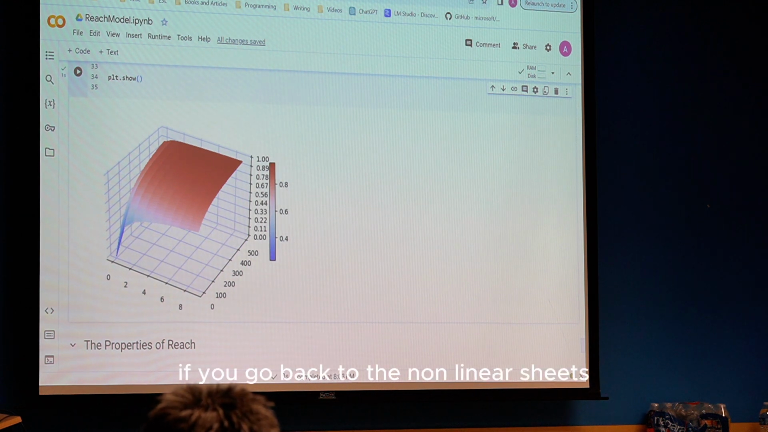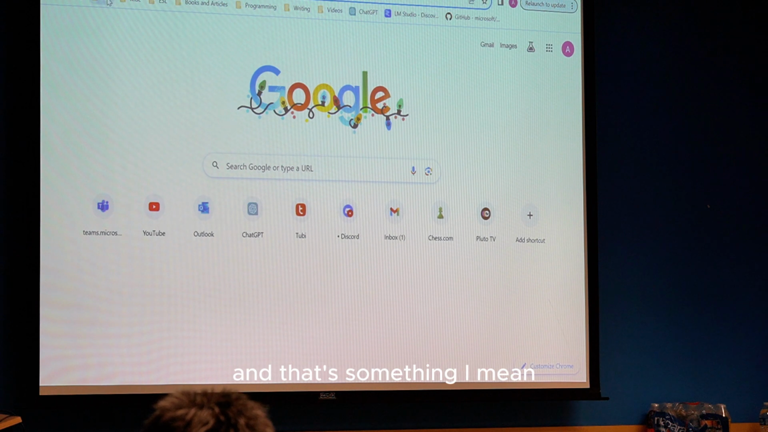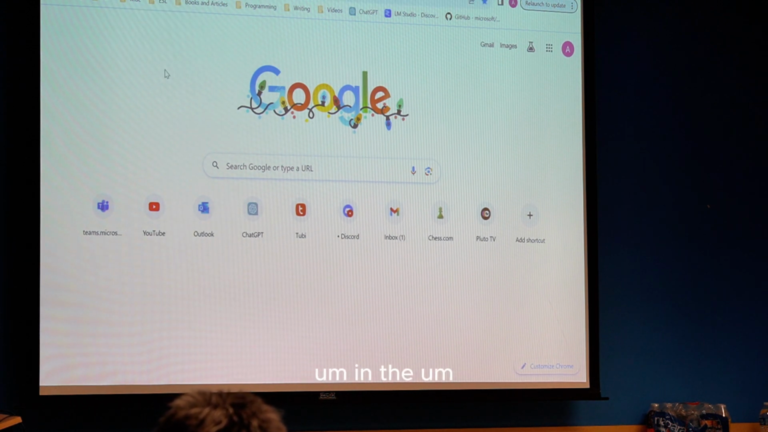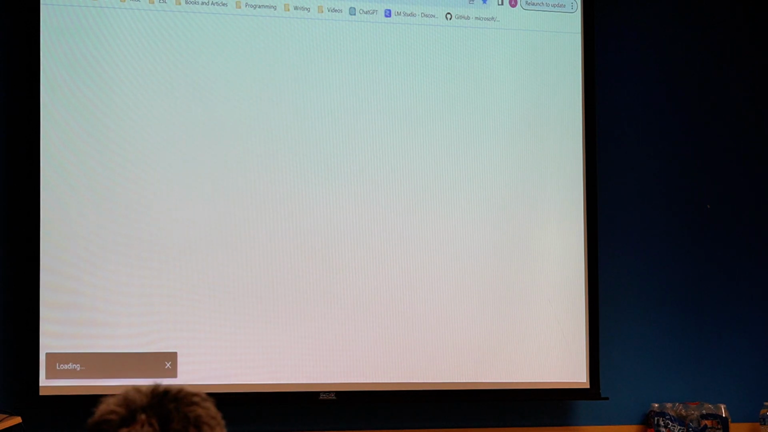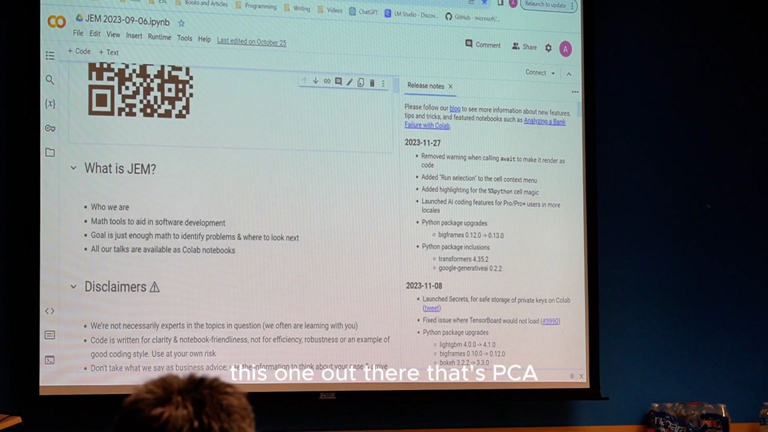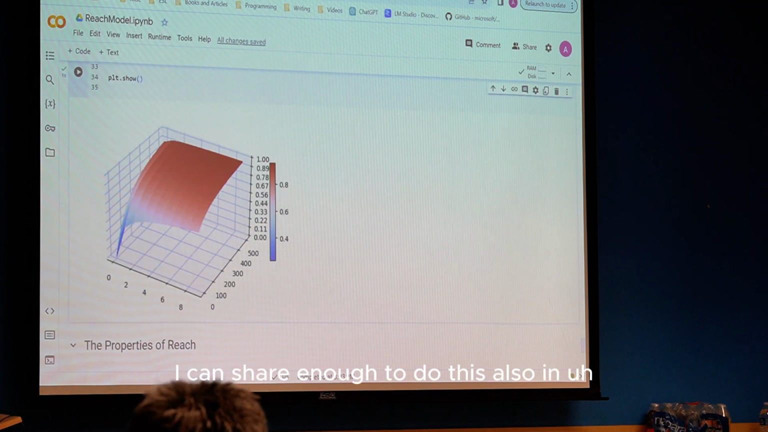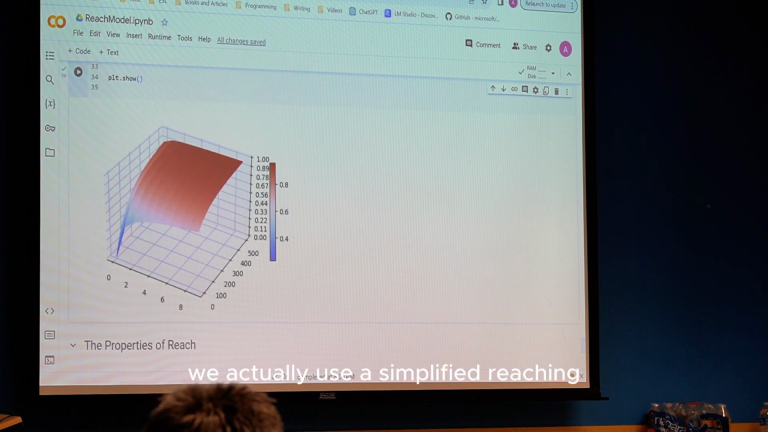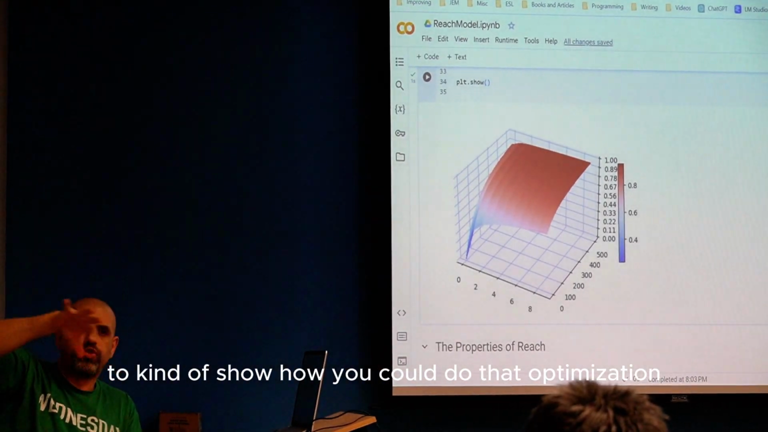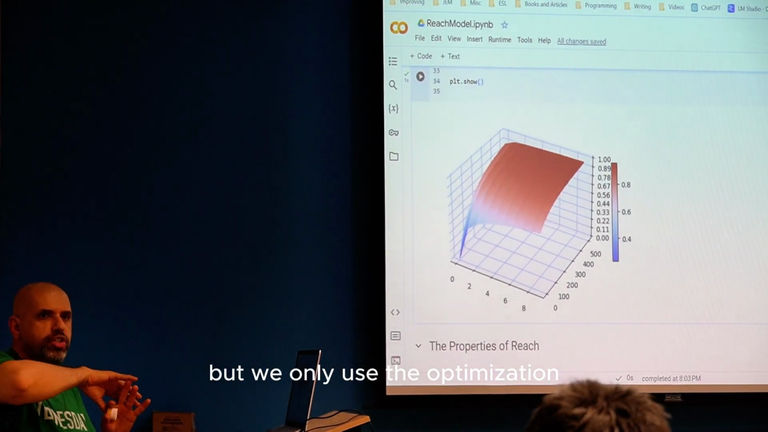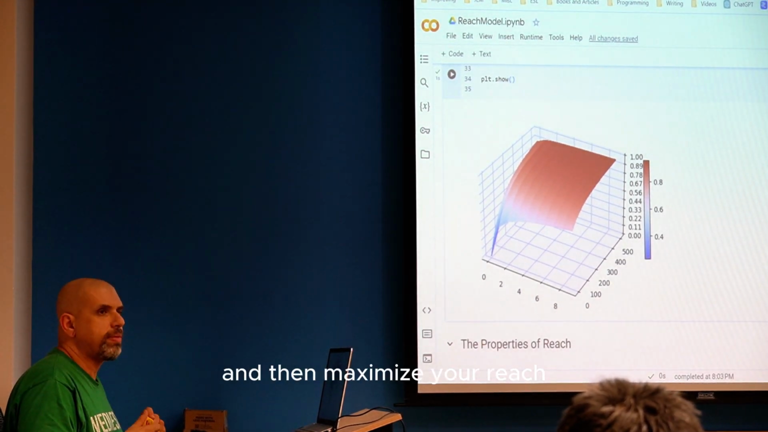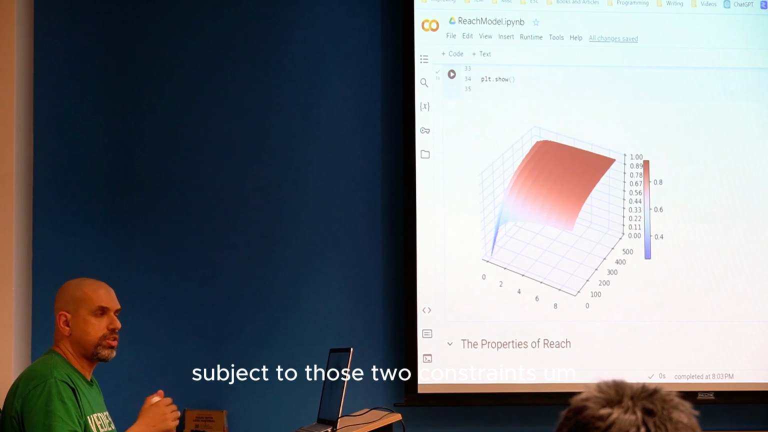But if you go back to the nonlinear sheets, that's something you'll find over on the LinkedIn group. Is it nonlinear? That's PCA. But I can share it out to people. It's also in the LinkedIn group. We actually use a simplified reach model to show how you could do that optimization, but we only use optimization with a constraint of budget. But yeah, throw in a constraint of frequency, and then maximize your reach subject to those 2 constraints.